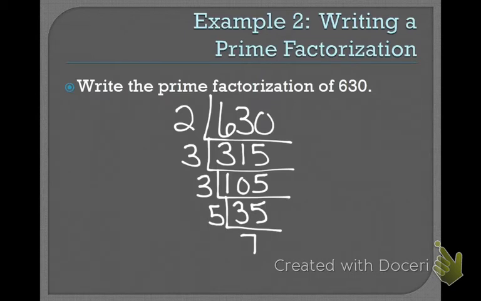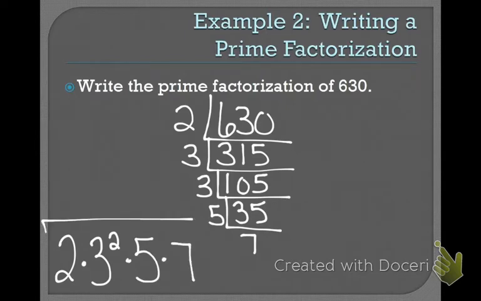Now, when I'm listing my prime factorization, I'm going to write my repeated prime factors as powers. Because 3 repeats itself, I'm going to write it as an exponent: 2 times 3 squared times 5 times 7. And this is the prime factorization of 630.